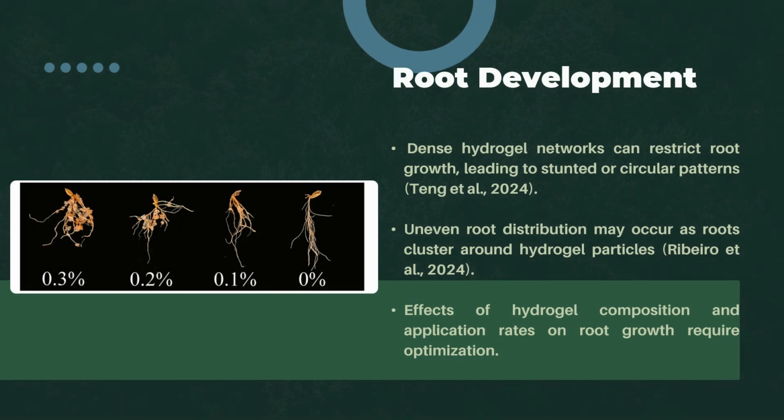Finally, the root development. There is a study done by Ting in 2024. They found restricted root growth, leading to stunted or circular patterns. As you can see here in this picture, at a hydrogel concentration of about 0.3%, the roots occur as a cluster of round hydrogel particles. So, the effects of hydrogel composition and application rates on root growth require optimization.